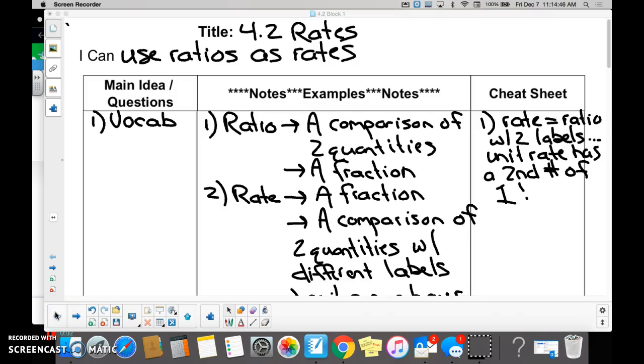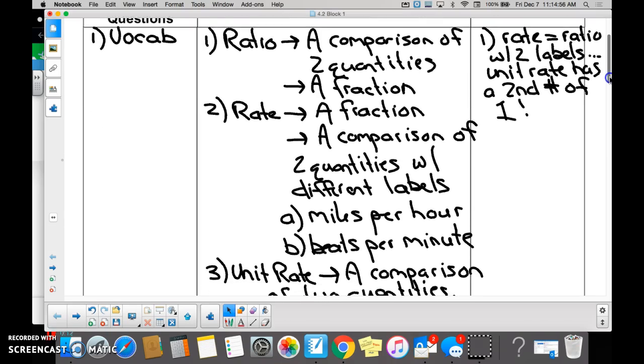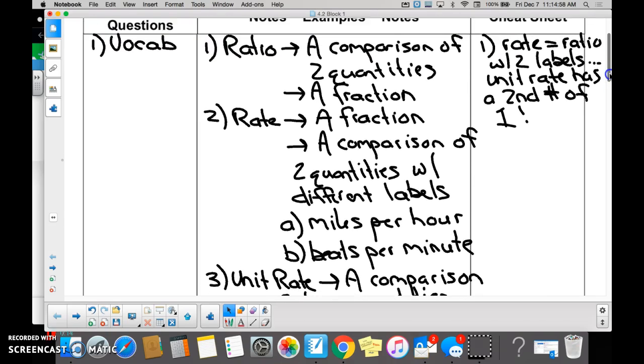4.2, rates. I can use ratios as rates. What do you think? Yes or no? Yes. So using ratios and rates should not have been something that challenged us very much. The biggest challenge, I think, in this lesson is remembering the difference between a ratio and a rate.